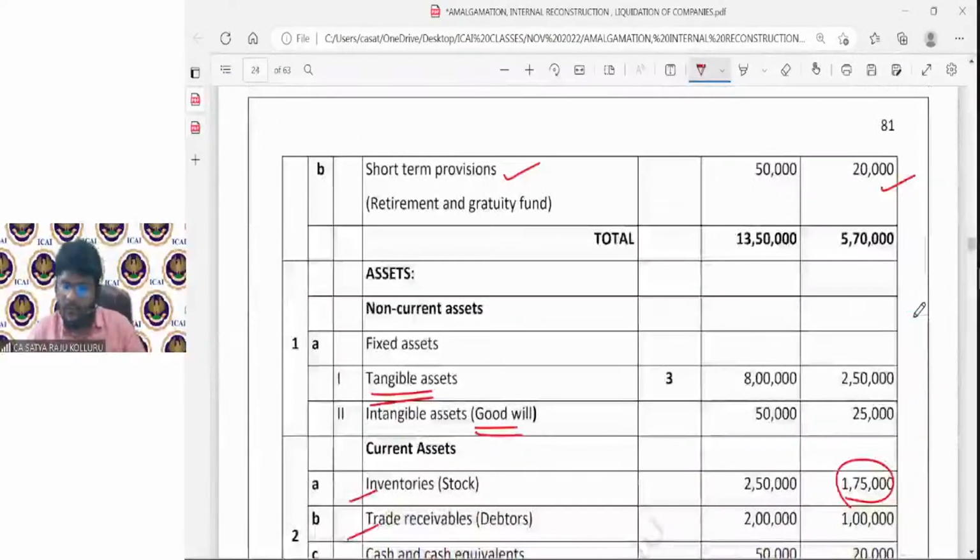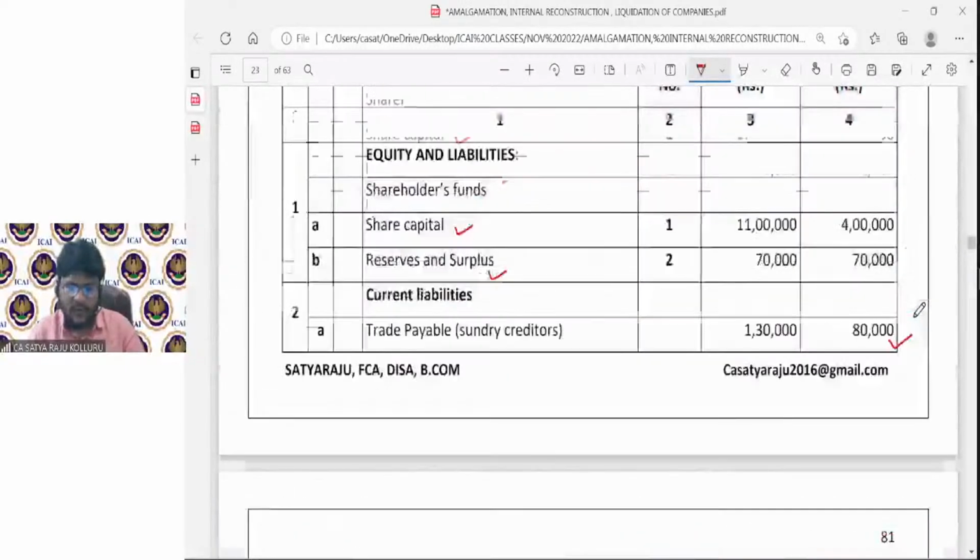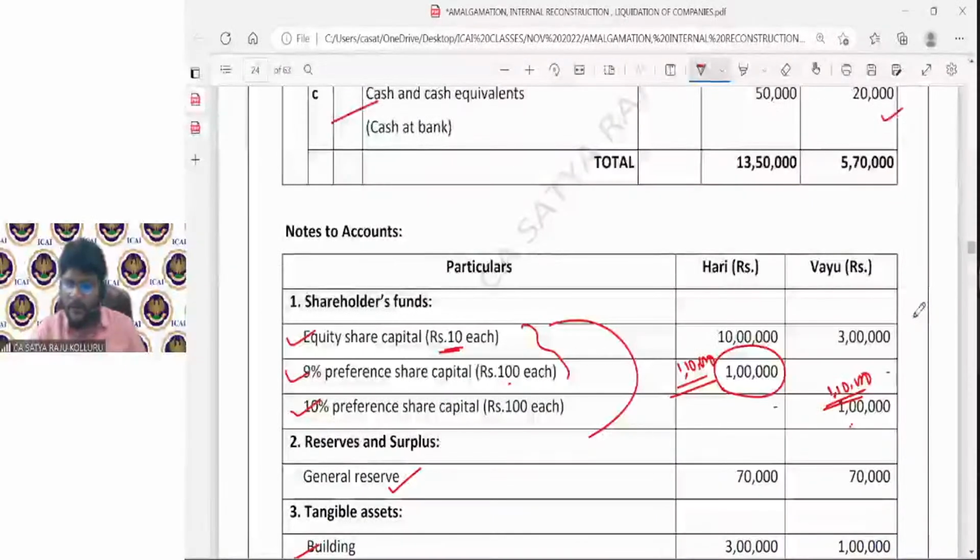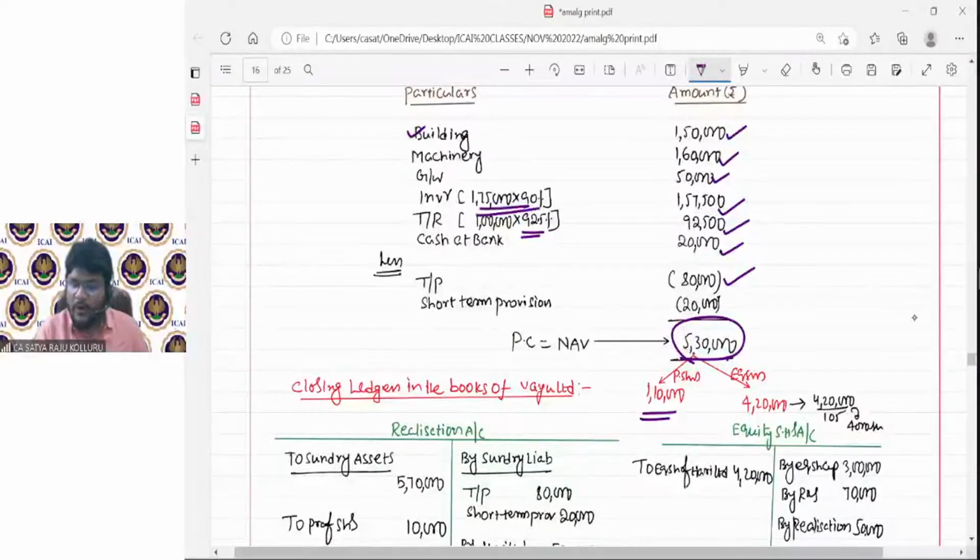Just a moment. Where are the preference shares? I work it out here, actually for two companies. Hurry Limited is a purchasing company, no need to work out this. Only for Vayu Limited, which is 1,10,000. So out of 5,30,000, 1,10,000 is preference shares. The remaining balancing figure is equity shares, which is 4,20,000.